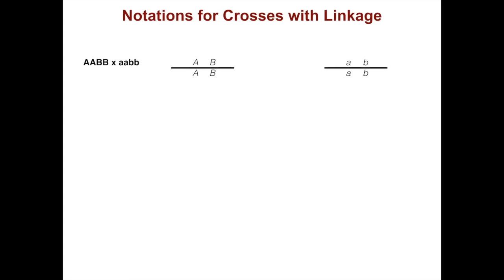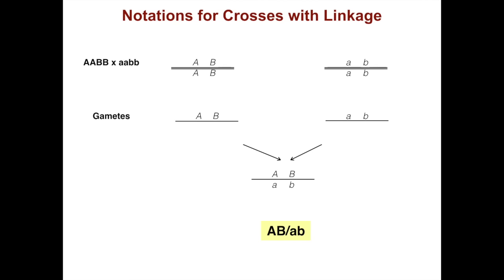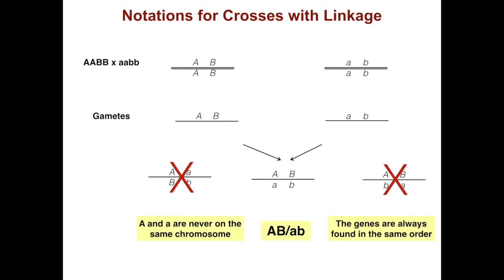You can see if you have a gene A and B, there's a dominant allele that's uppercase for each of them and a recessive allele that's lowercase for each of them. This is how we would write them. They would produce these gametes. And if they're tightly linked, you would get only this type of progeny where you'd have A and B on one chromosome right next to each other, and you would get both versions, either the recessive or the dominant versions. A and a are never on the same chromosome, right? Because they are two alleles of the same gene. And these genes are always found in the same order.